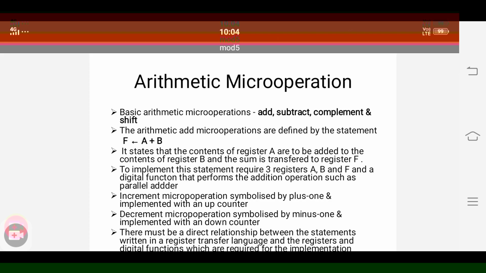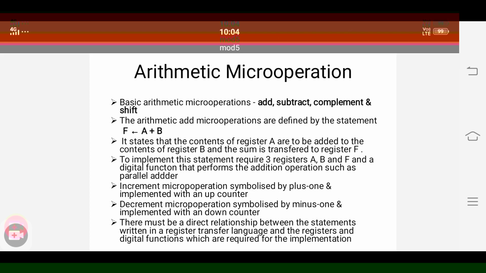One is arithmetic micro operation, then logic micro operation, shift operation, and conditional control statements. So what do you mean by arithmetic micro operation? Actually, a micro operation is an operation that is performed on the data present within the register. The second type of micro operation is arithmetic operations, and the basic arithmetic operations are add, subtract, complement and shift.